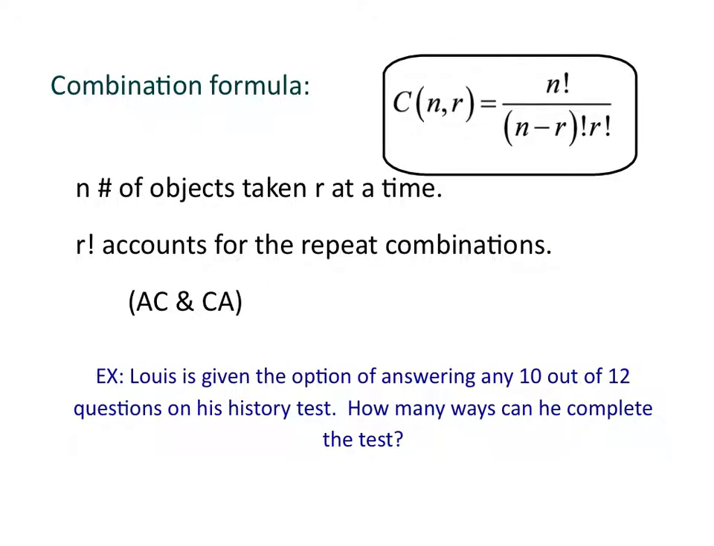So the reason this is a combination now again is because, for example, AC and CA would be a repeat combination. So in order to take into account this, the combination formula is right over here, combination of n choose r is equal to n factorial over n minus r factorial, where this is n number of objects taken r at a time. And r factorial accounts for the repeat combination. So this was the little add-on here that was different than the permutation formula. So let's take a look at an example, a word problem, and see how this plays out.